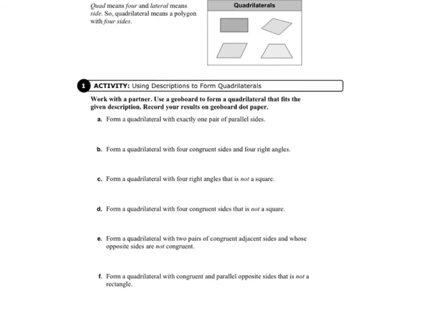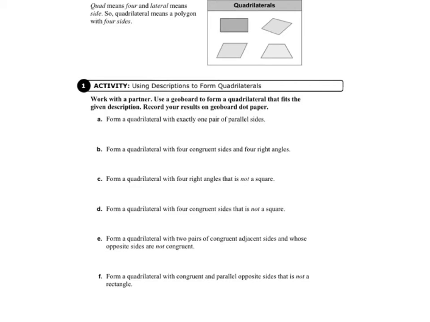Today we'll be working on page 157 in your Record and Practice Journal. At the top of the page, there's a reminder about what quadrilaterals are. Quad means four, and lateral means side. So quadrilateral means a polygon with four sides. Off to the side, there's a box with quadrilaterals in it to remind you of some of the basic quadrilaterals that we see.